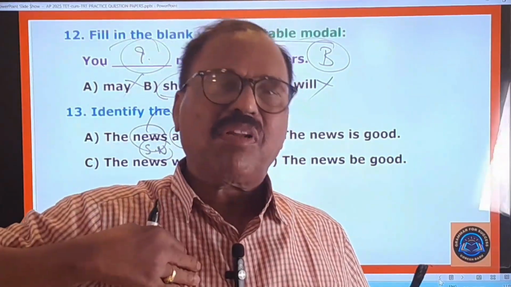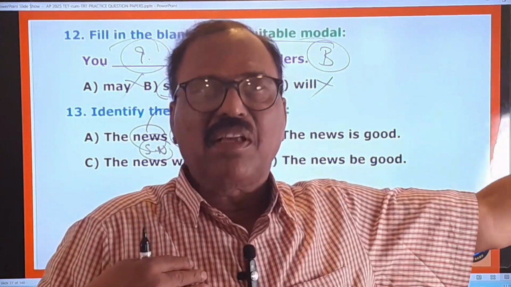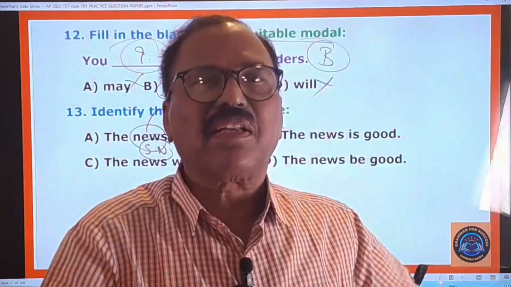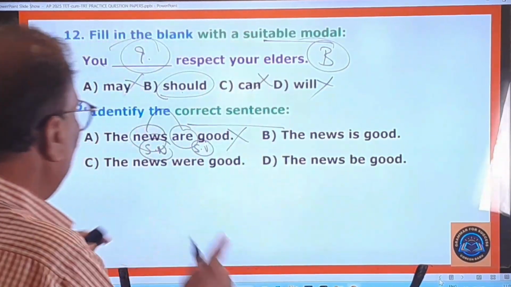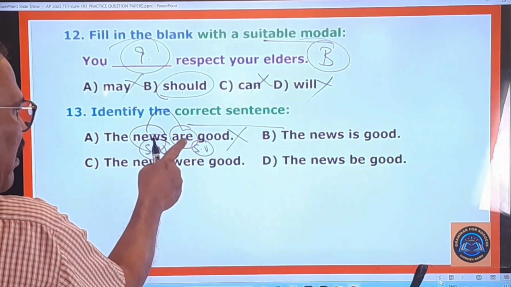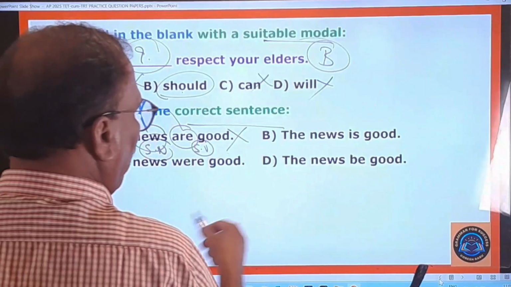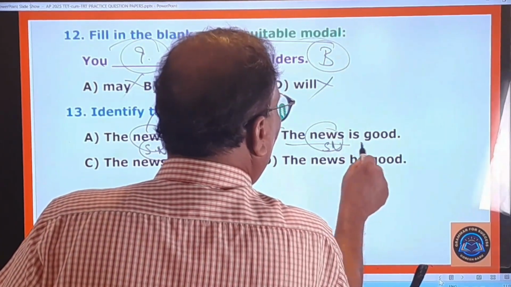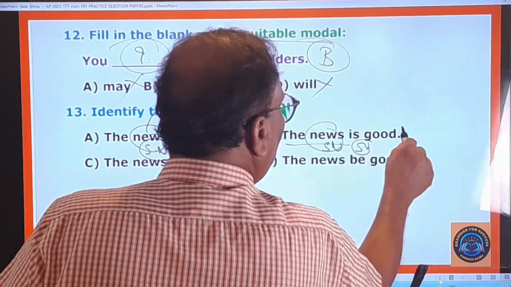Beside the plural noun, there must always be used the plural verb. So this is the standing rule throughout the English language. Therefore, here this news is a singular noun, but here a plural verb is used, and therefore this is wrong. And here you go to the next one. The news is good. So news is a singular noun and is a singular verb. So this is the right one.